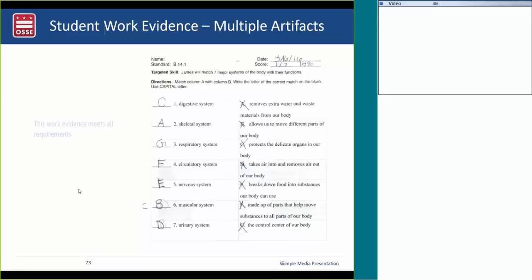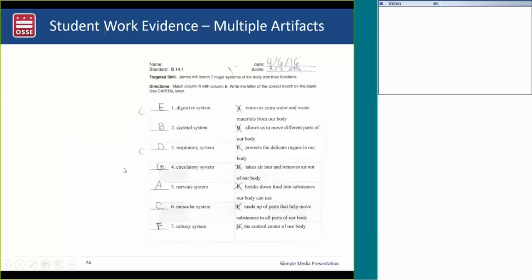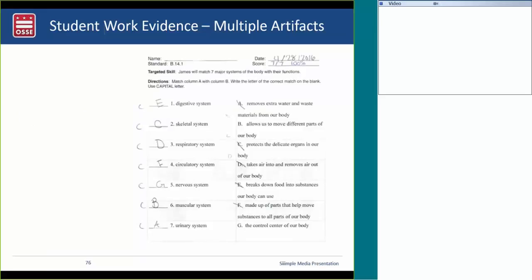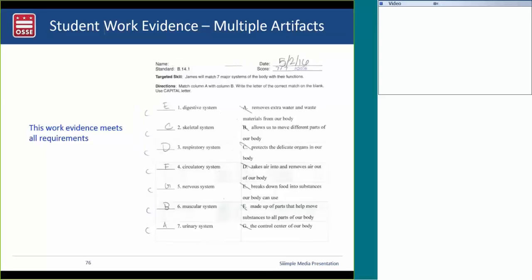Is this one okay? Now we have a targeted skill. So I can count this one. Everything else is there. So now I have 1. What about this one? Yes. It's good. Now I have 2. What about this one? Yes. So now I have three. This one's good also. How about this one? Yes. So now I have four. What about this one? Yes, so now I have five.